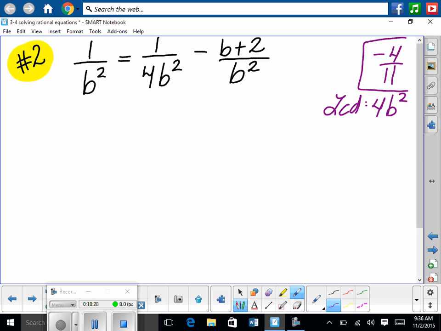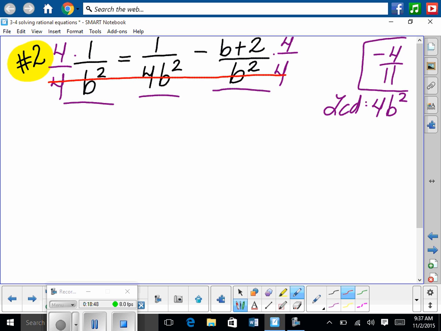So this one right here needs a 4. We multiply the bottom and the top by 4. And then looking at this one, we already have 4b squared. Right here, it needs a 4. So we're going to multiply the bottom and the top by 4. Okay, so right here, now that we have a common denominator and we're sure of it, we can ignore the bottom and just use the top.